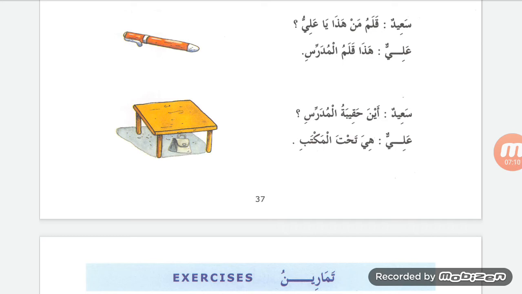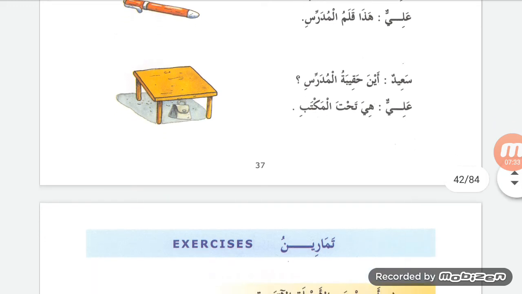This "man", when it's used for asking a question, is used to ask about a human, animate, so a human being. Man who. Qalamu man hadha ya Ali? Who does this pen belong to, O Ali?